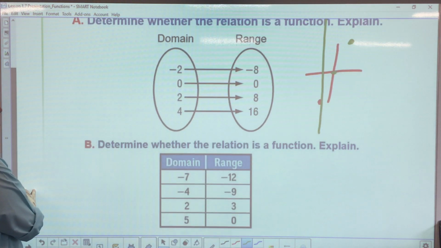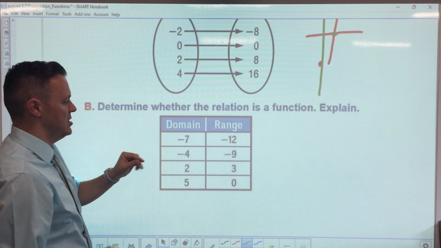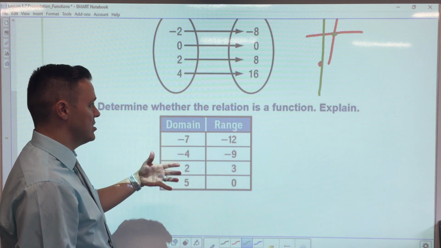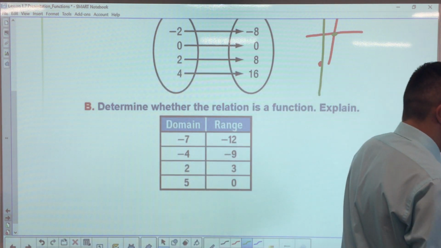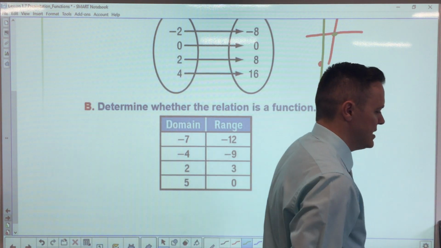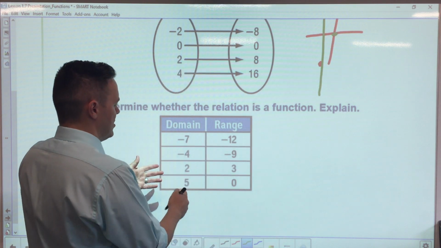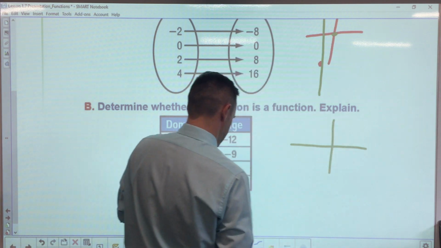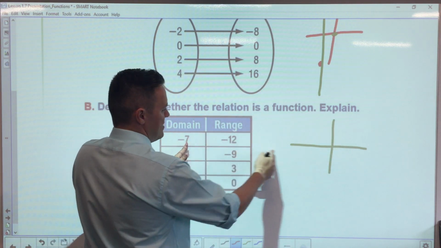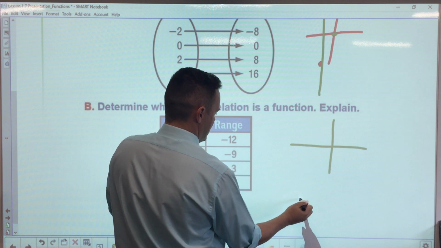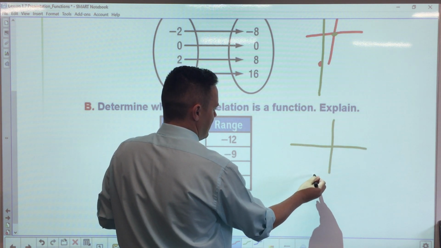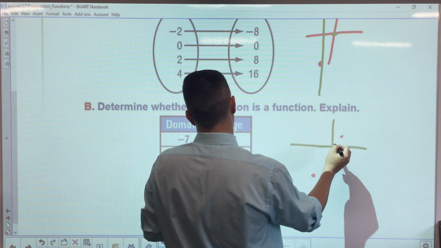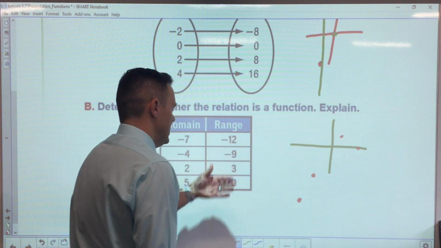Now, determine whether the relation is a function. This is the same process, okay? -7, -4, -2, 3, 0. Whether or not that is a function, it's the same setup, okay? What you're doing is asking, is it a function? You can graph it out as well. So you go -7 over, and if I did it again, change the colors. If I went -7 over, -12 down, somewhere down here, -4, -9, 2, 3, and 5 over 0. Is that a function? Yes, it is.